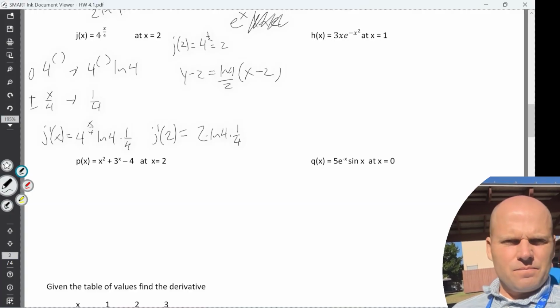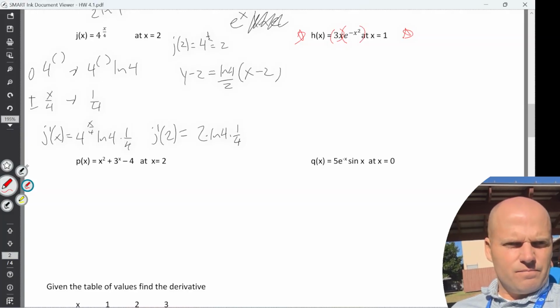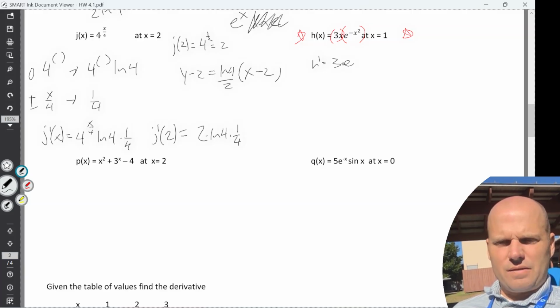Heads up, careful. Sometimes you're going to have multiple rules involved. Big star on this one. Multiple rules. We got 3x e to the negative x squared. Slopes of the first times the second, plus slopes of the second. I got to use an O and I for slopes of the second. I got an e to a power and a negative x squared.